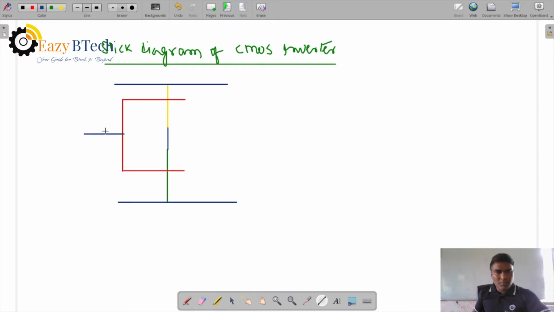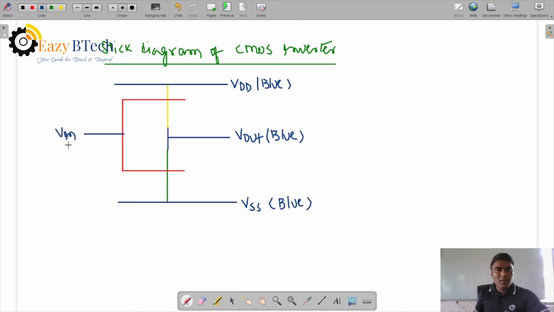Okay, and this is a blue input terminal. Blue is the output terminal. Now let us represent the input and output. This is VDD, color is blue. And Vout, the output terminal, color is blue. And VSS is the ground terminal, and this is also metal, blue color. Input terminal is blue color.